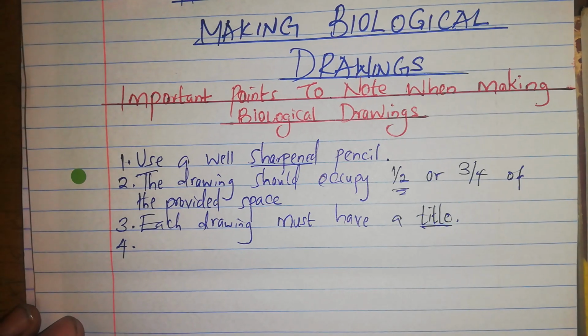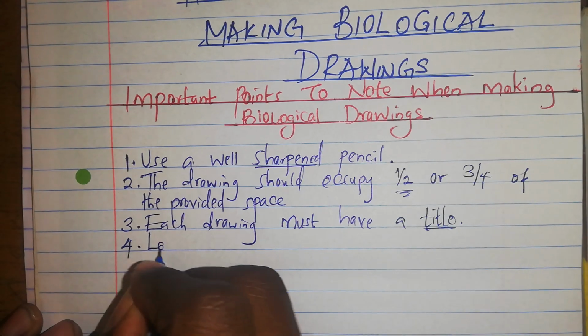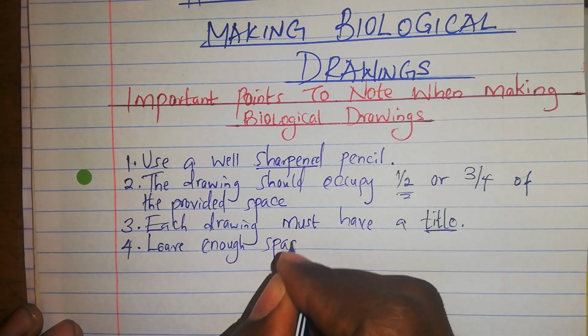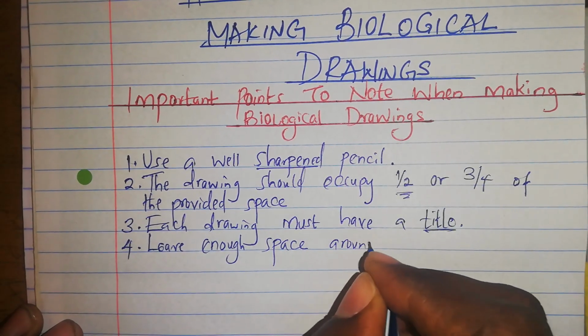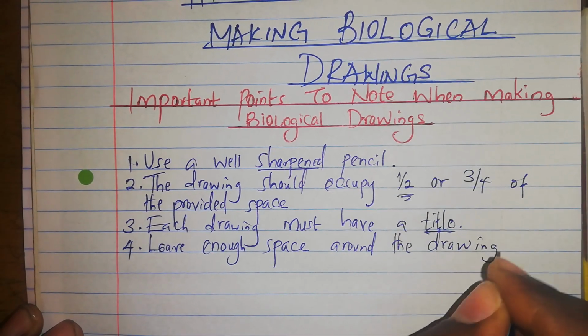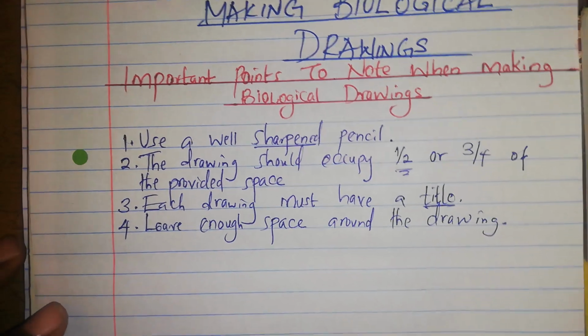Number 4, enough space around the diagram. Leave enough space around the diagram or the drawing. This is because you need to label it, and as you label, you must have enough space so that the labels can easily be identified. So around the diagram, I will still show you when I give you an example towards the end of this video.